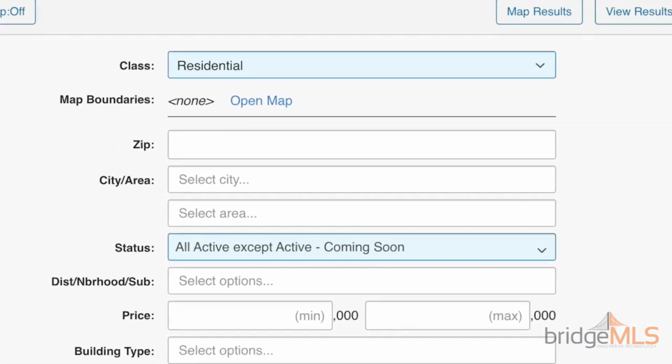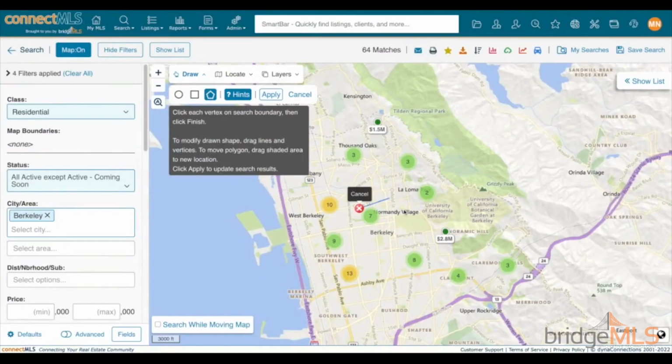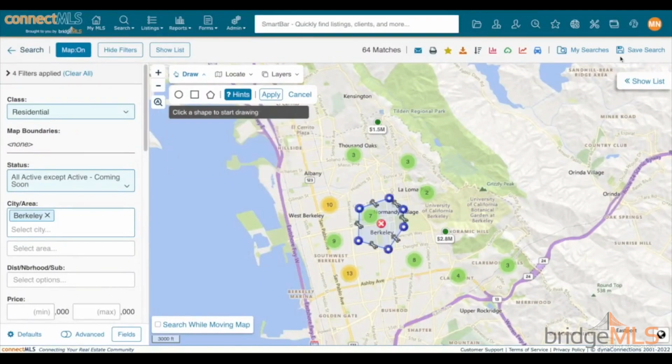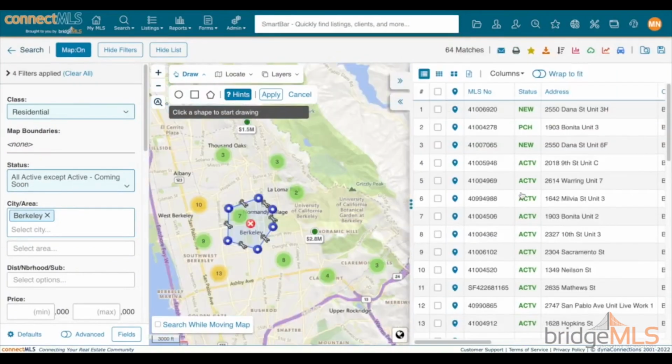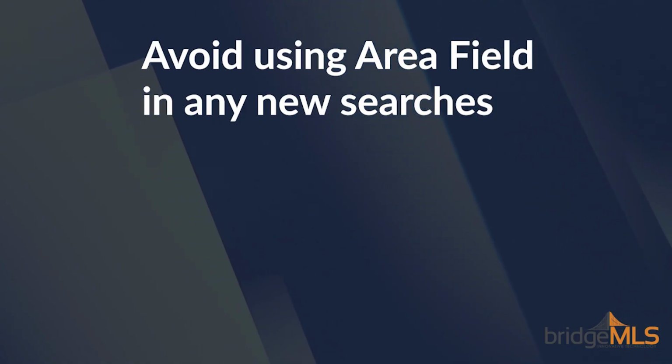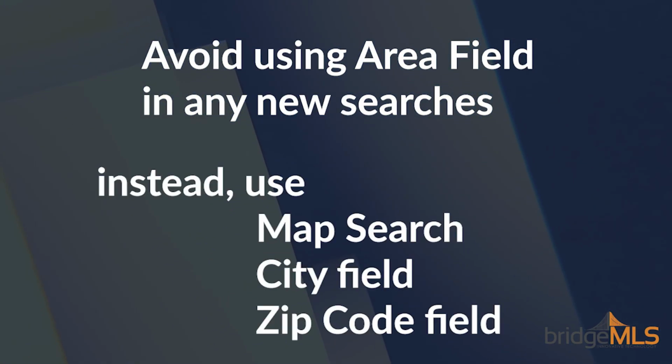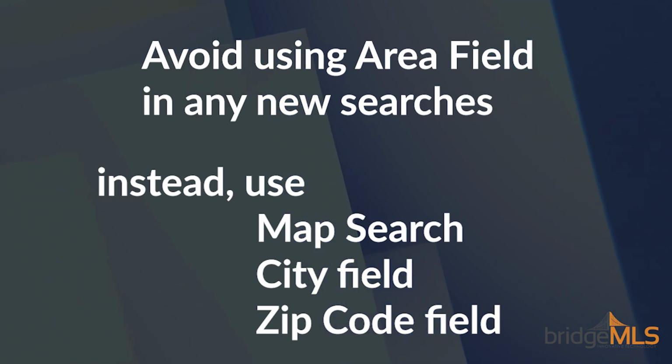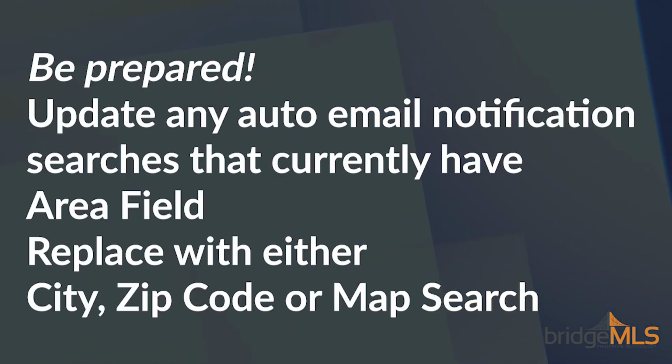The map function defines search boundaries as both comfortable and more precise than MLS areas. To prepare for this upcoming change, avoid using MLS area in your saved searches. Instead, use the map search or search by city or zip codes.